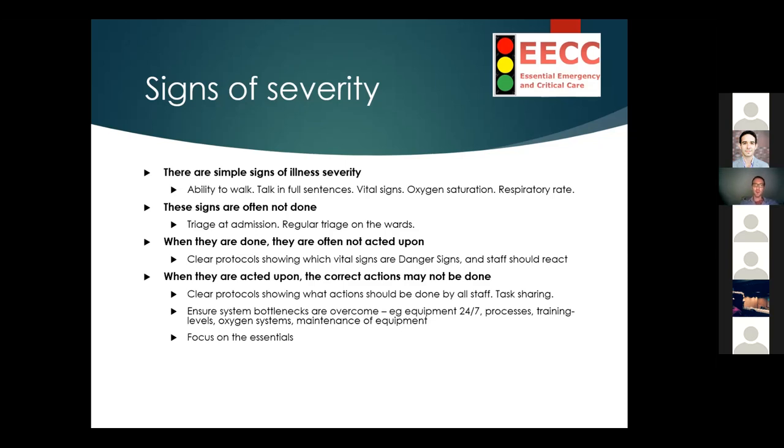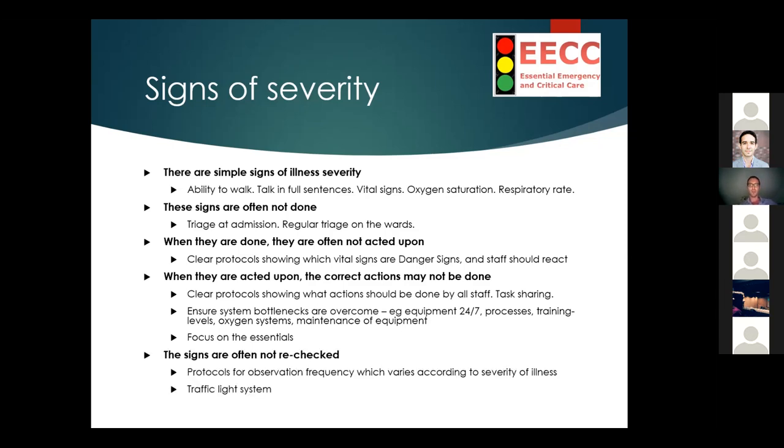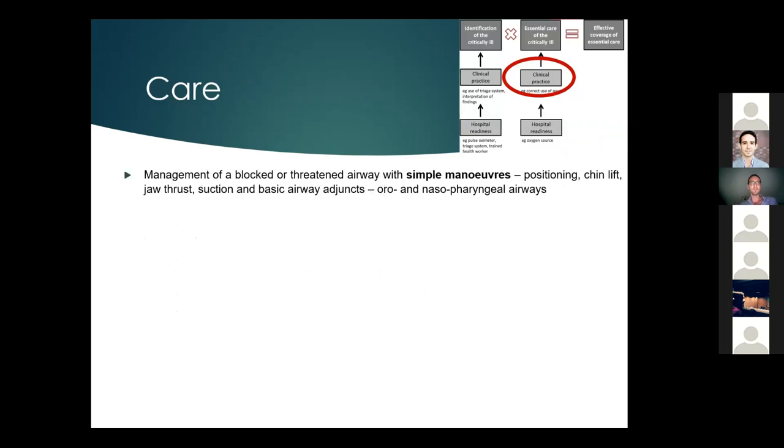And if they are acted upon, make sure that these protocols contain the correct actions to be done. And any systemic bottlenecks that we identify should then be overcome, whether it's around the equipment, the processes, maintenance of equipment, anything like that. Always, I think we need to remember the principle of learning how to walk before we can run. So the essentials should be in place before we aim for the more advanced care. And then, as I've said, systems of rechecking, monitoring, checking whether our therapies are working.